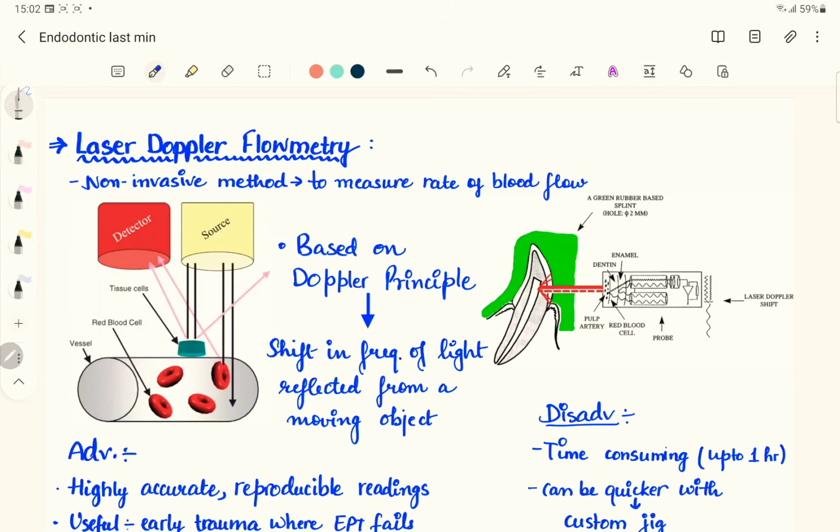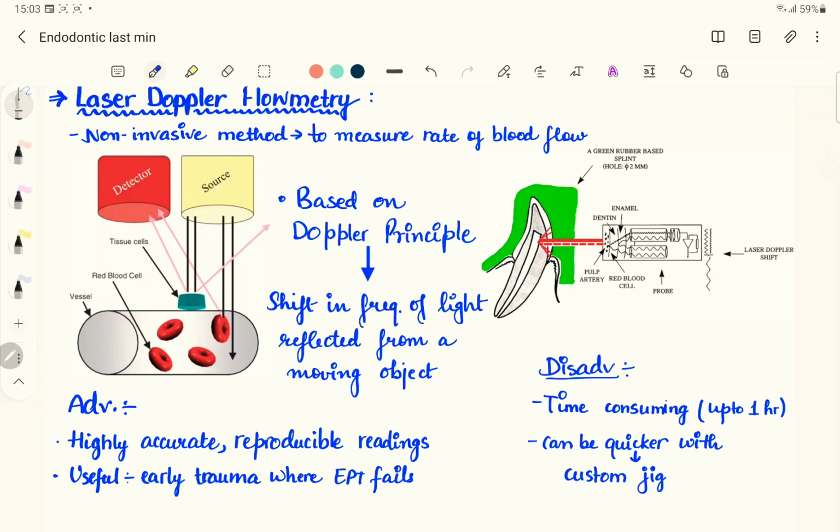It's a non-invasive method. We don't have to do anything, we just put this light. It has two kinds of light. The source is going to project the light, and the detector is going to see the shift in the frequency of the light which is reflected from a moving RBC or any moving object per se. The advantage of using this technique is that it is reproducible.